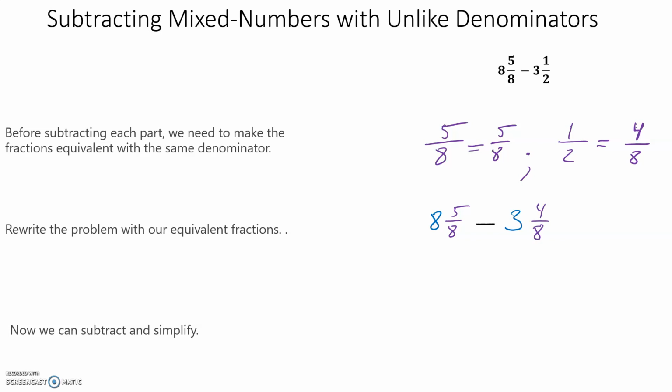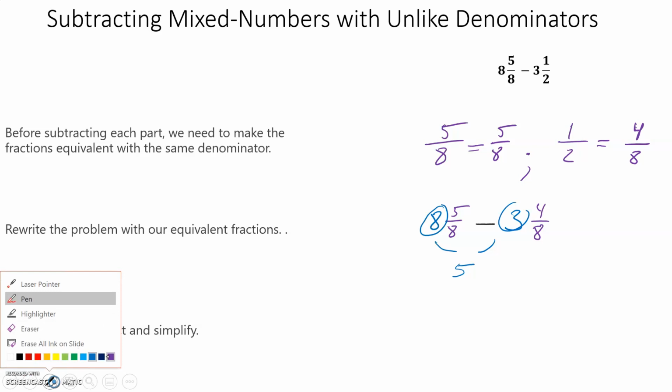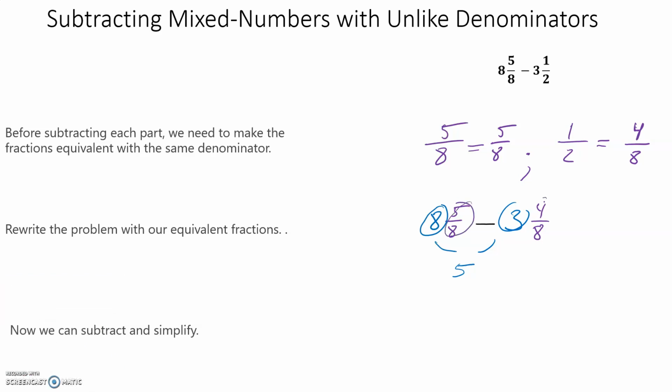So 8 minus 3 is 5. So I'm going to circle the 8 and the 3 and bring those down. And so that's going to be 5. Okay, 8 minus 3 is 5. And then I'm going to take 4/8 from 5/8. And I'm going to bring those down over here. And that's going to give me 1/8. 5/8 minus 4/8 is 1/8.